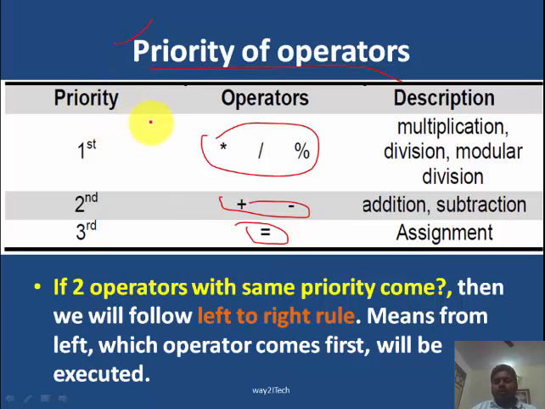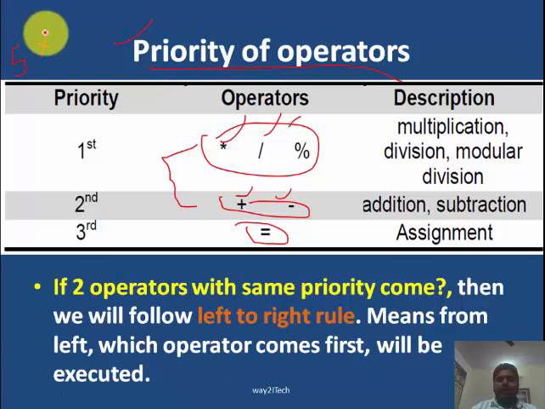No doubt the priorities of multiplication, division and modulus division are the same, and addition and subtraction are the same, but lesser than those of these. Means these three have equivalent priorities but higher priority than plus and minus, but plus and minus also have equivalent priority but lesser than these operators, and equal to has the least priority of all the above operators.